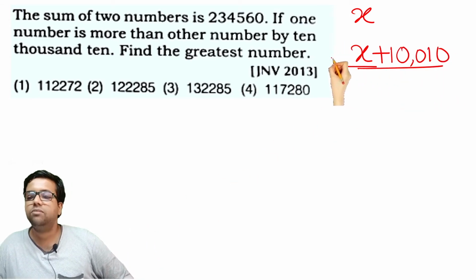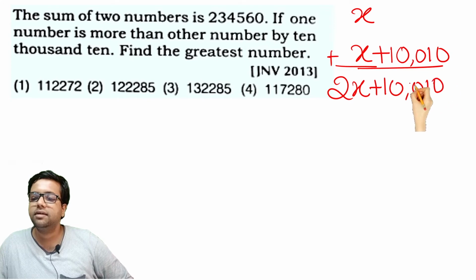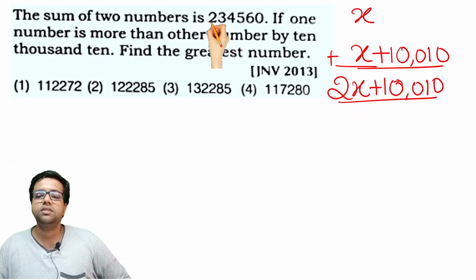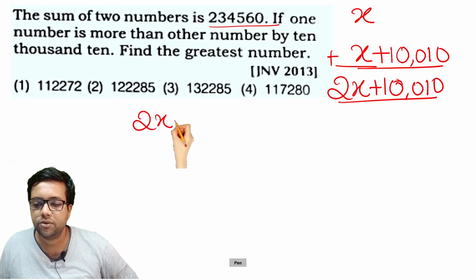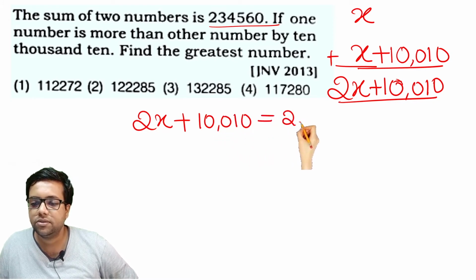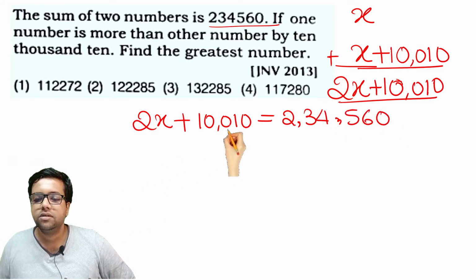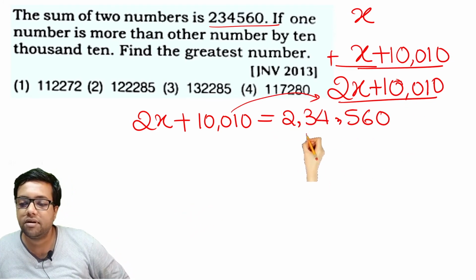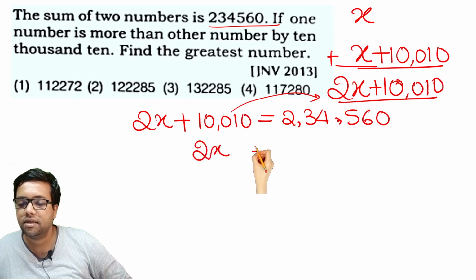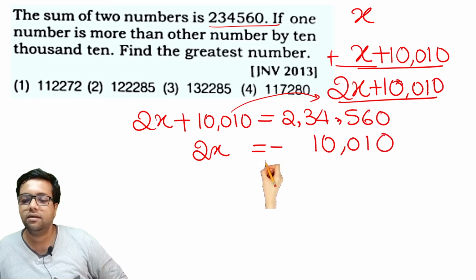When you do the sum of these two numbers, you will get 2x plus 10,010. The sum of these two numbers is coming out to be this. Now let us write the equation. 2x plus 10,010 is equal to 2,34,560, right? So now 10,010 will go to the right hand side with the negative sign. So I will write it below here. 2x is equal to 2,34,560 minus 10,010.